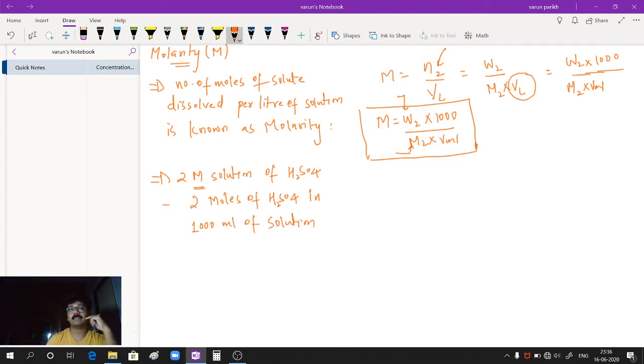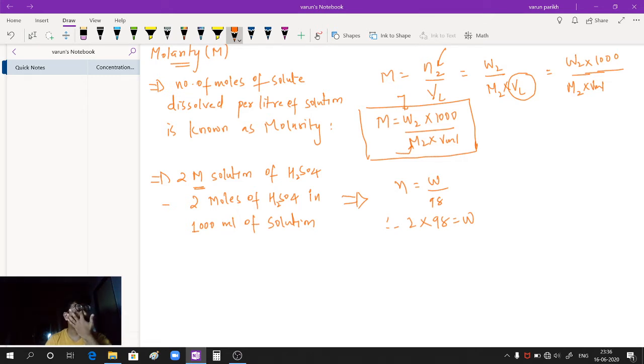Not only that, I can also get one thing extra. What is the mass of H2SO4 that is present in the 2 molar solution? If the number of moles is 2, then mass is moles times molar mass, that is 98 multiplied by 2. That must be the mass of H2SO4 dissolved in 1000 ml of this 2 molar solution.